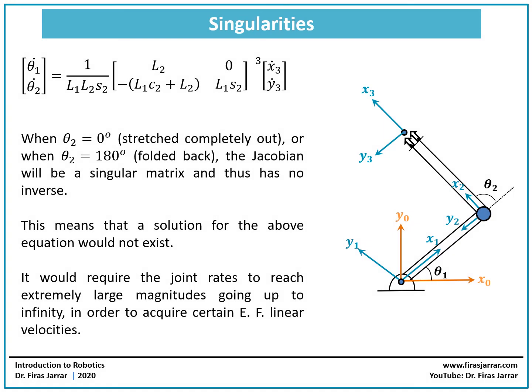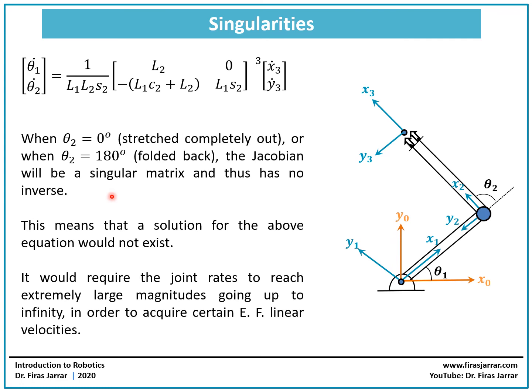So in this slide, we have a summary of the answers that we got for the three previous questions. We have two conditions under which we will have singularity points. The first one is theta 2 equal to 0, which means that the robotic arm is completely stretched out. The other condition occurs when theta 2 is equal to 180, and this represents the case where the robotic arm is folded back on itself.